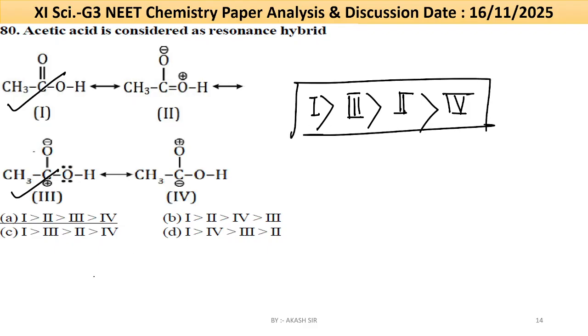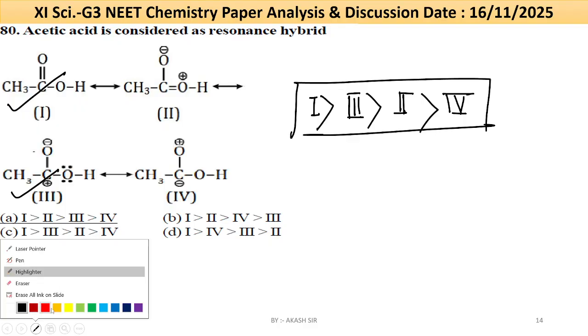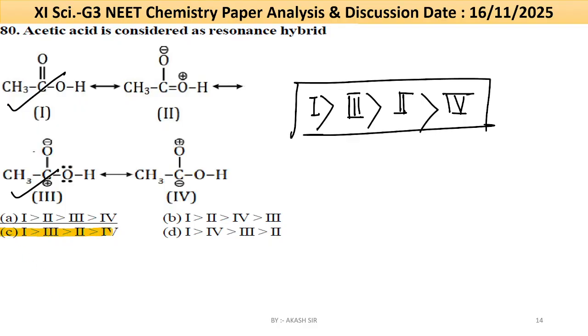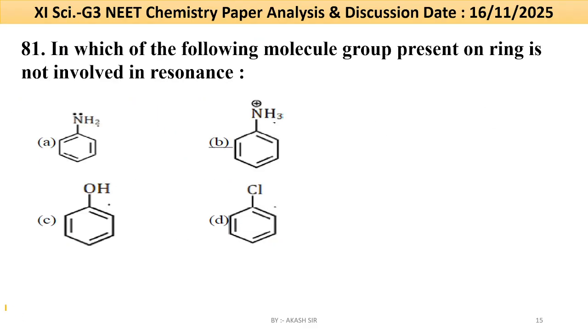So the correct answer of question number 80 will be option C. Okay, the correct answer of this question is option C here. Next question, question number 81. In which of the following molecules is the group present on a ring not involved in resonance?